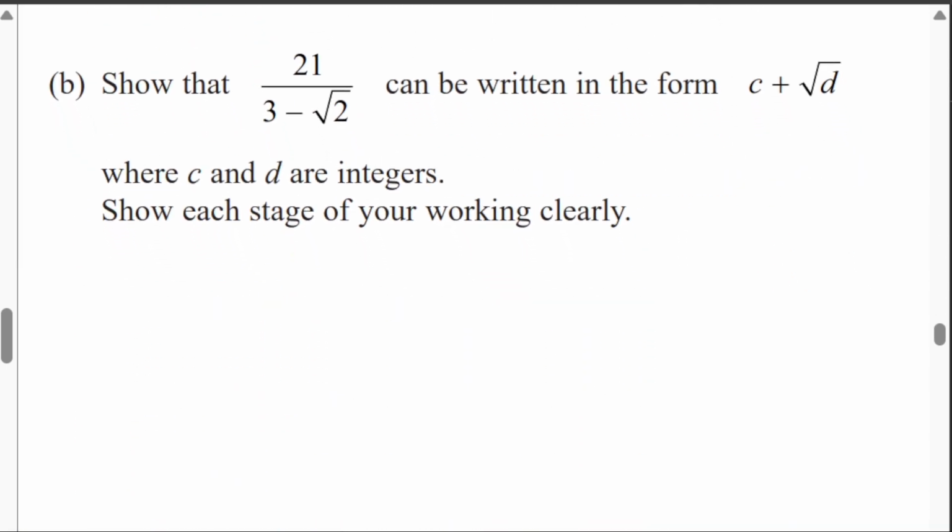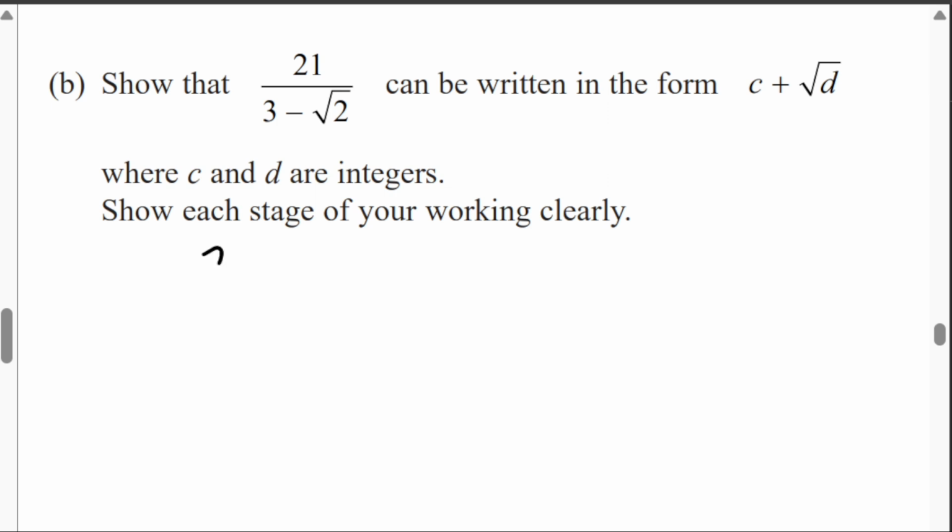Now let's look at question B. Show that 21 divided by 3 minus root 2 can be written in this form where C and D are integers. Once I marked a student's paper, and the question says the letter should be an integer, and the student got an answer of 8.2, I remember. So it doesn't make sense. Always, please try to make your answer make sense. If the question says C and D are integers and you got a decimal, redo the question. It's wrong.